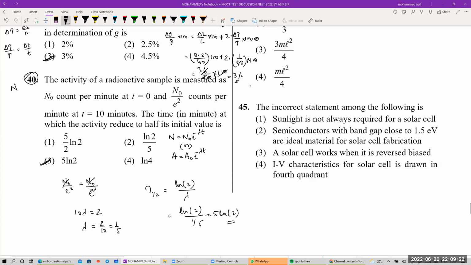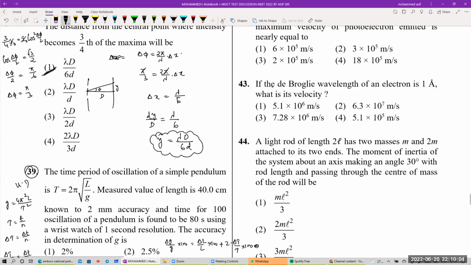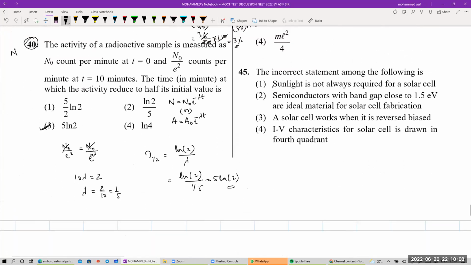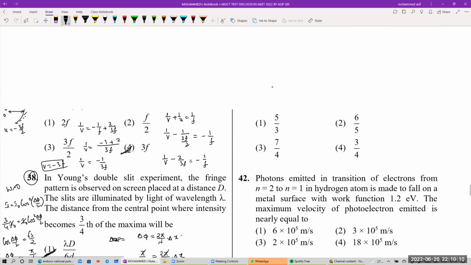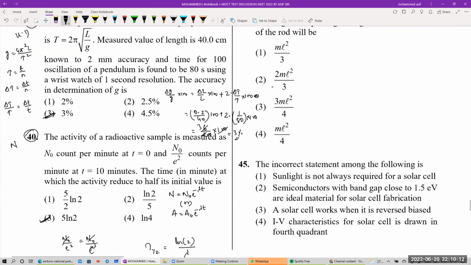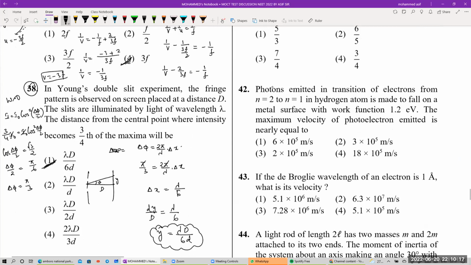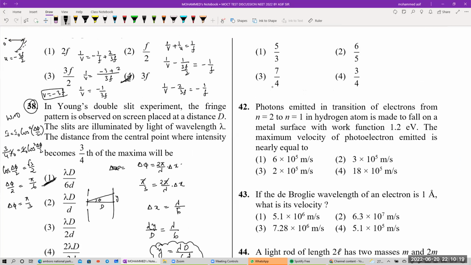क्लियर है? वेरी गुड. चलिए, अब देखें मॉडर्न कौन सा क्वेश्चन है, उसके बाद 40, उसके बाद 41 क्वेश्चन कहाँ गया? 41 क्वेश्चन इज मिसिंग. चलो 42 देख लेते हैं.